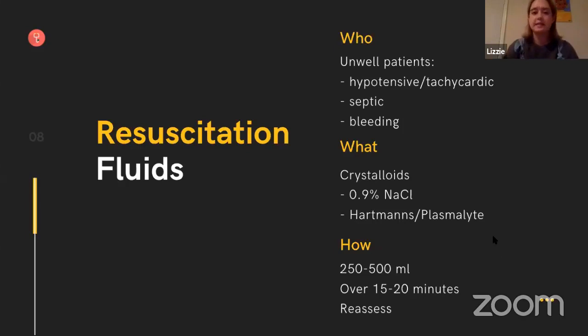And the key thing with your A to E assessment and your resuscitation is that every time you put an intervention in, you need to reassess. You can't move on to the next thing until you've reassessed and are happy there's been an improvement in your management.